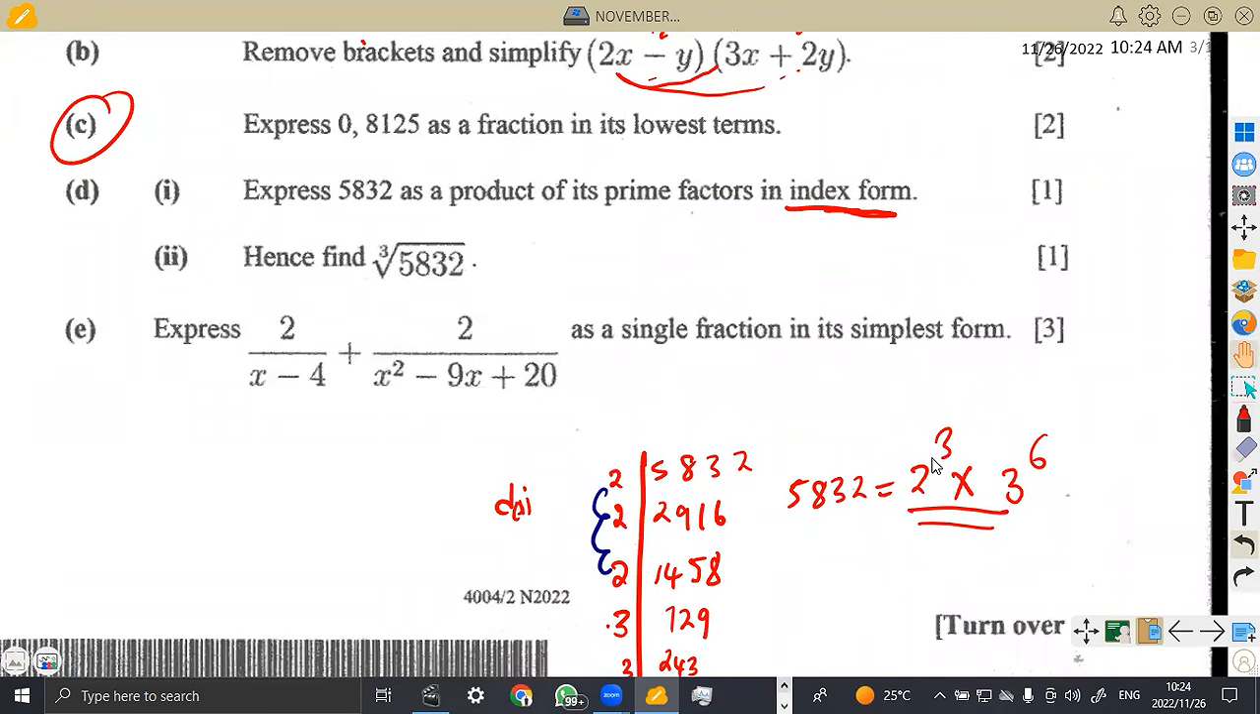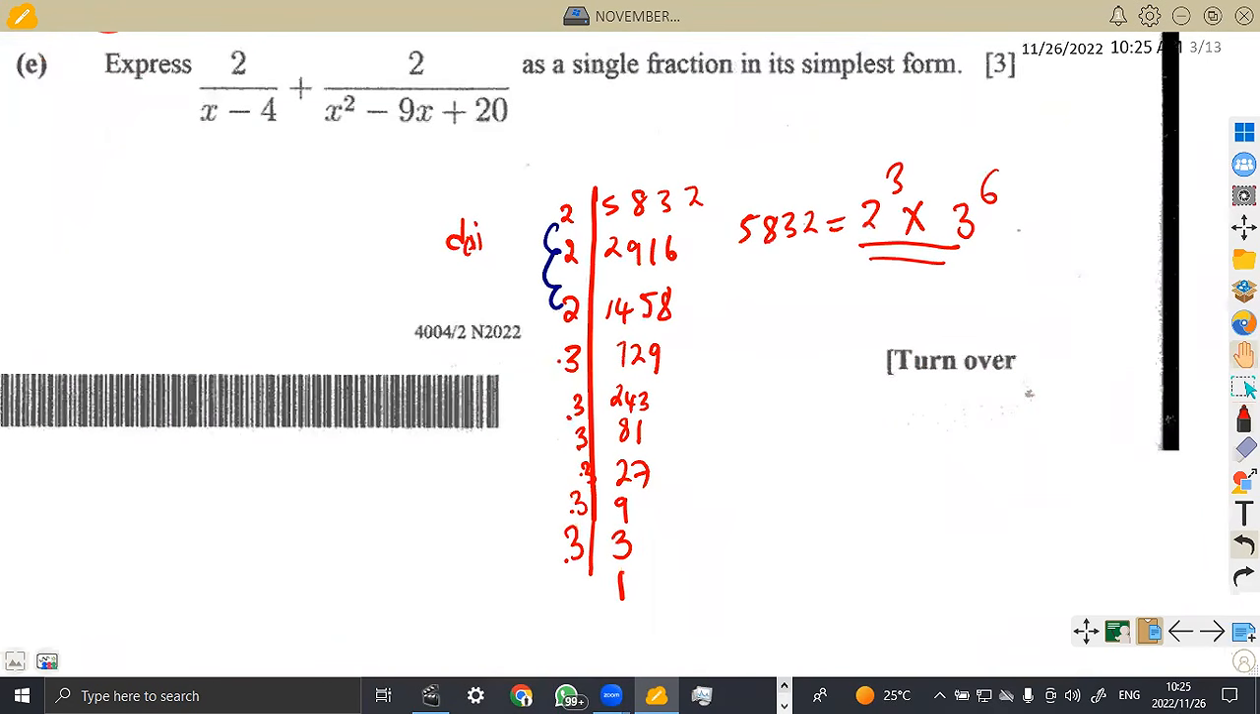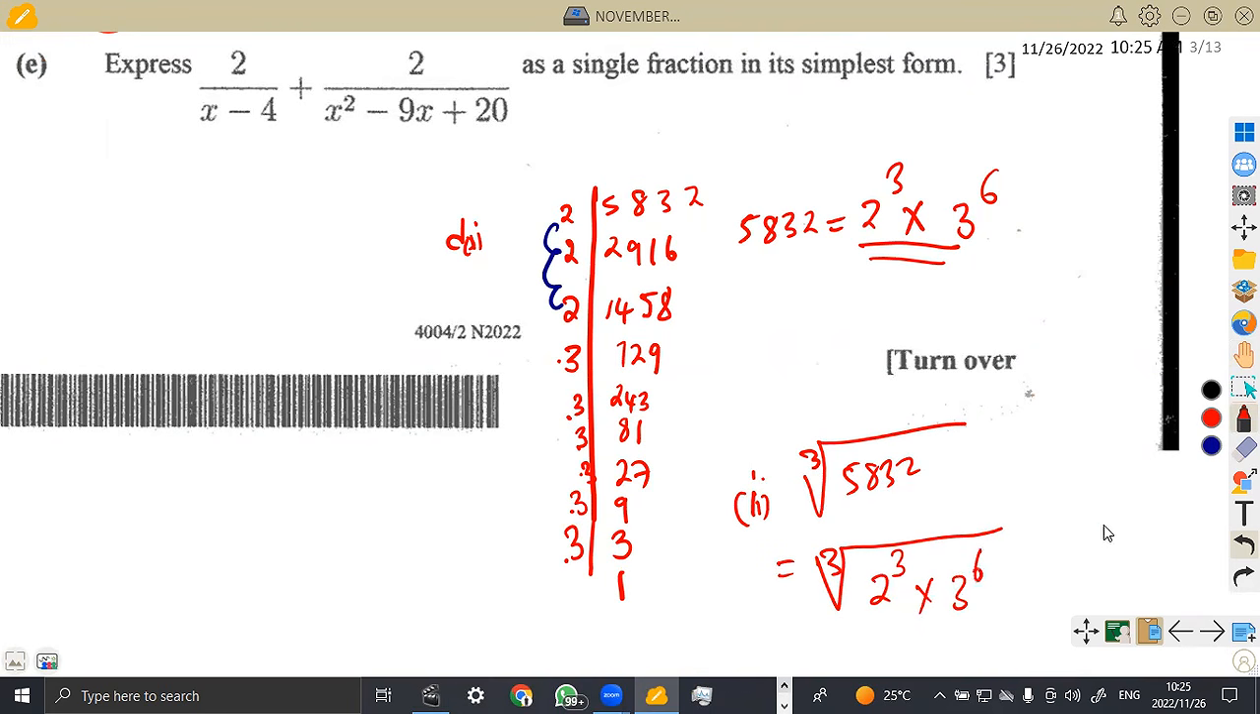Okay, hence find the cube root of 5,832. Hence means continue from there, not using your calculator. Continue from the previous part that we had, from the product of its prime factors. So the cube root of 5,832 is the same as the cube root of 2 to the exponent of 3 times 3 to the exponent of 6. Hence, from this statement, find the cube root of that.